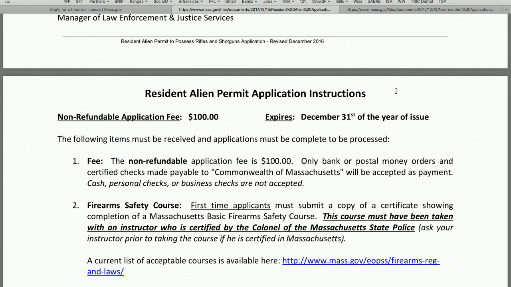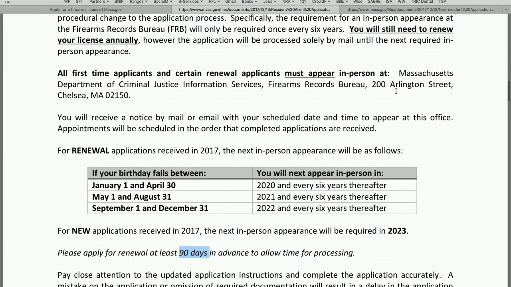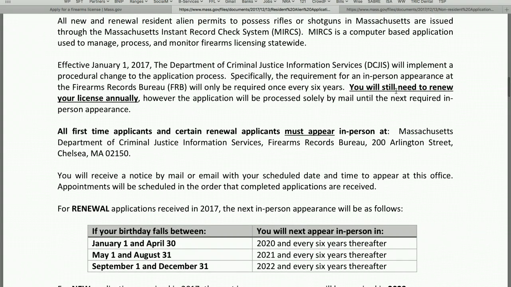And what they were talking about is that you didn't have to come in person, so you could send it in to renew. I kind of skipped over that, my bad. So if you applied in January 2017, you would have to appear. My birthday is January 2nd, and since it's between January and April, I would need to show up in person in 2020. When I show up in person in 2020 to renew, then all the rest of them I can just mail in my renewal form. So you don't have to show up in person every single time for the rest of your life.